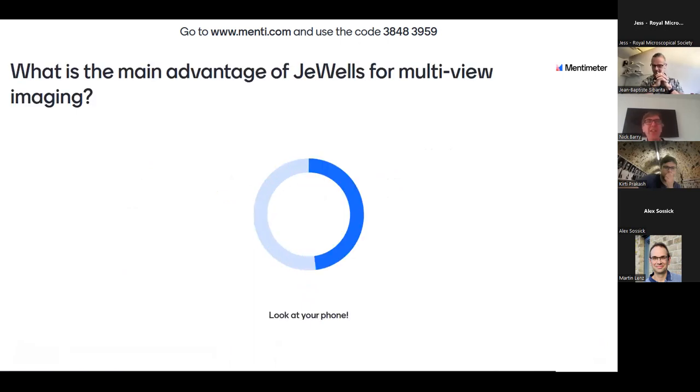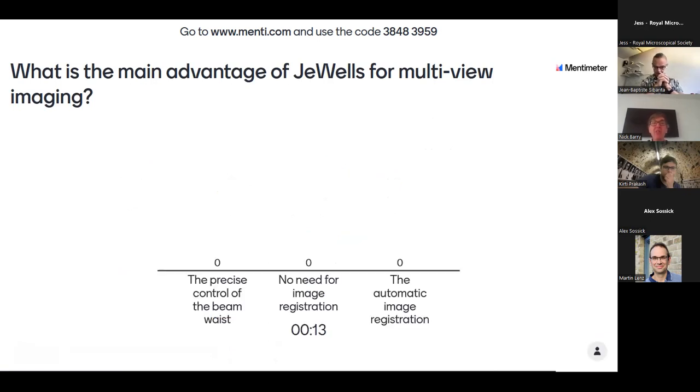What is the main advantage of the dual array for multi-view imaging? Precise control of the beam waist, no need for image registration, or the automatic image registration?